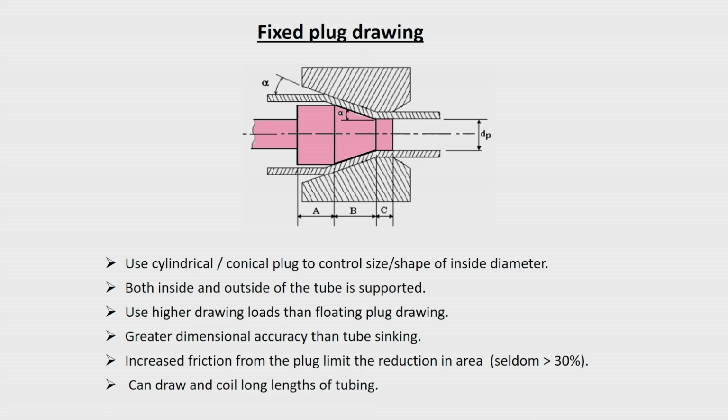Here it can draw and coil long lengths of tubing if somehow you can take care of this, but that limitation is there because of the fixed length of the starting hollow material. So, it cannot draw and coil very long lengths of tubing because of the limitation of this fixed plug, but otherwise you get a very good surface finish.